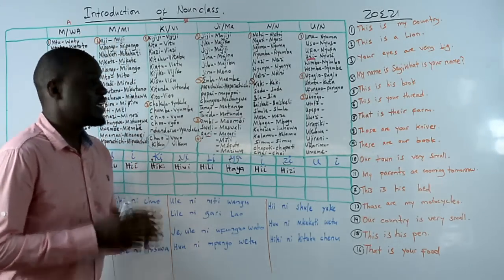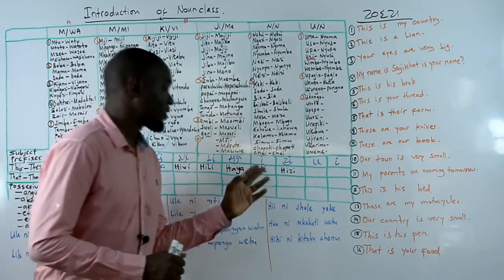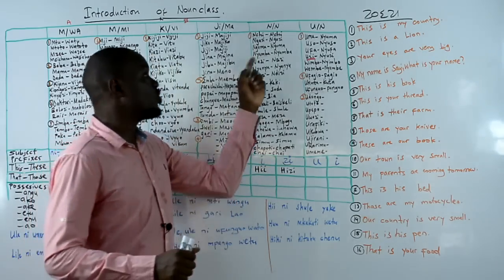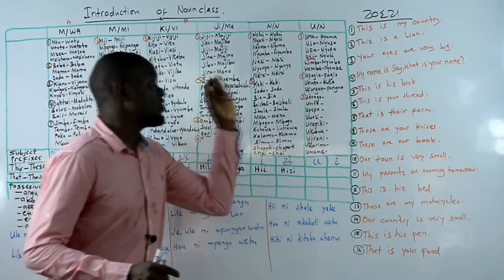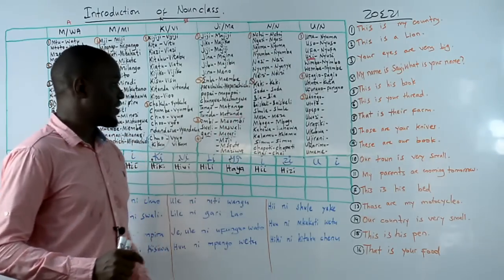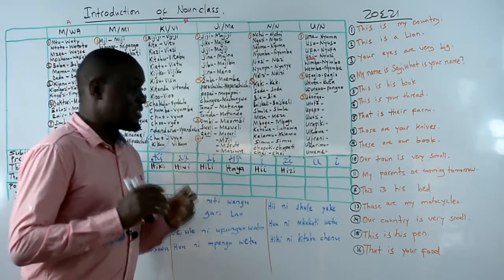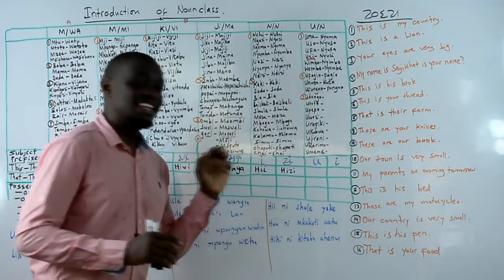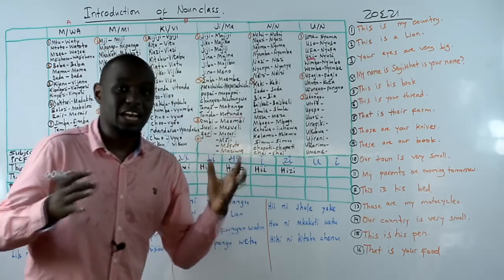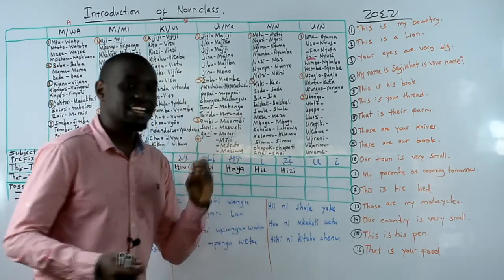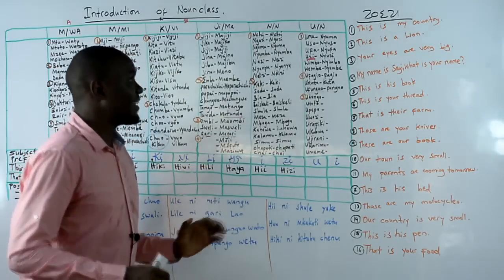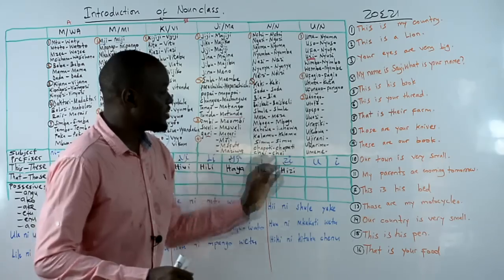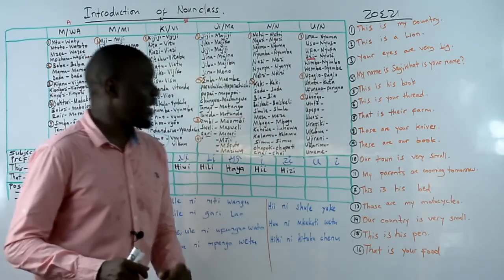And how do you say this is a house? Will be hi ni nyumba. These are houses. Will be hizi ni nyumba. You see that? This is a coffee. Hi ni kahawa. These are coffees. Will be hizi ni kahawa. Do you understand? And let's see how you make this and this for UN noun class.